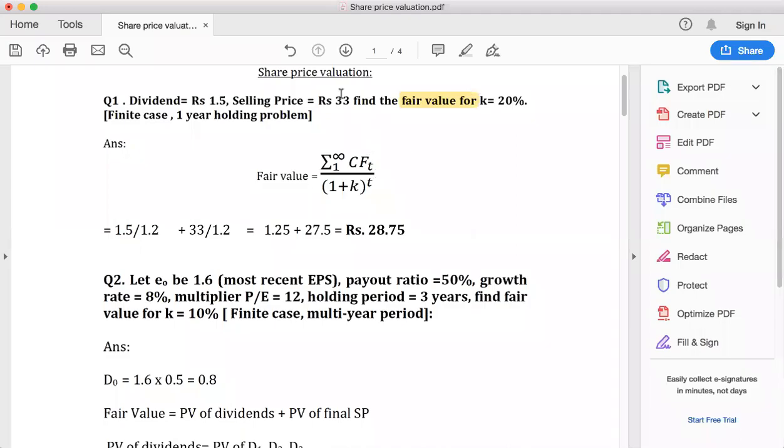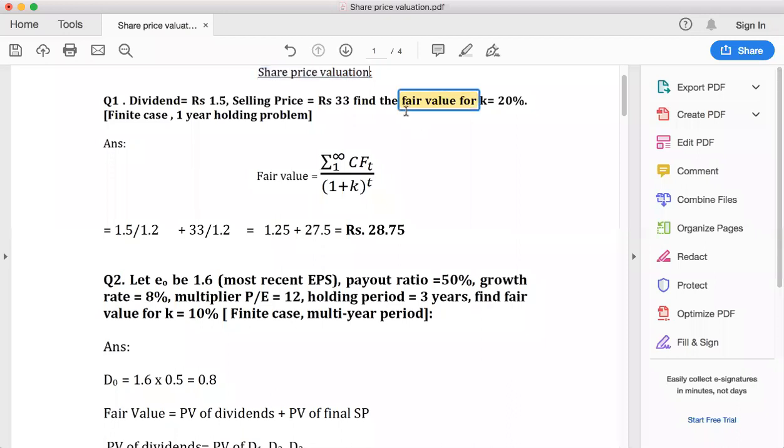Hi again. So we are going to discuss share price valuation, the concept of share price valuation, on what basis you are going to find the intrinsic value of a particular share at the moment. So what we are going to do here, we are going to solve say 5-6 problems here to understand the concept. And the first problem is pretty straightforward.